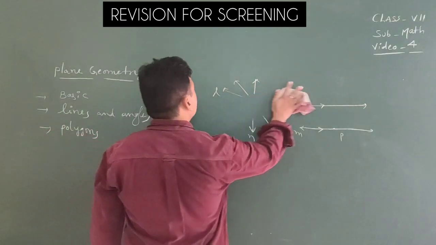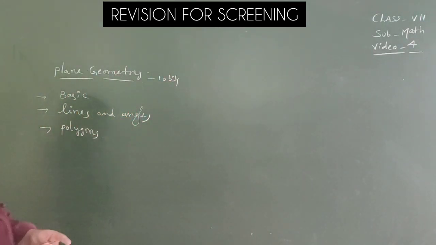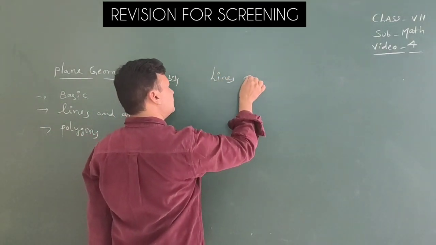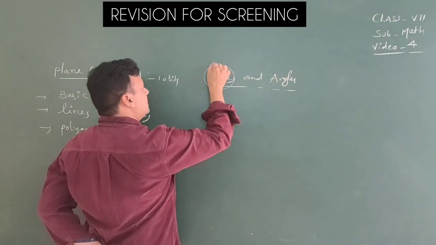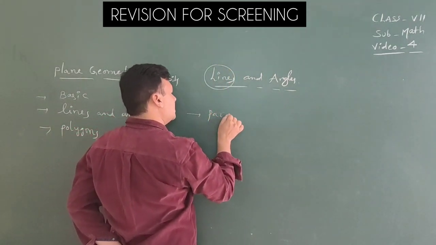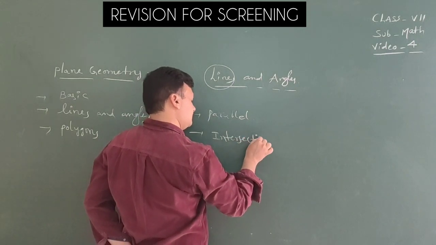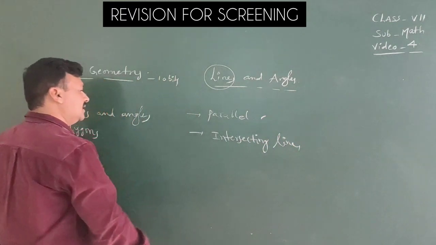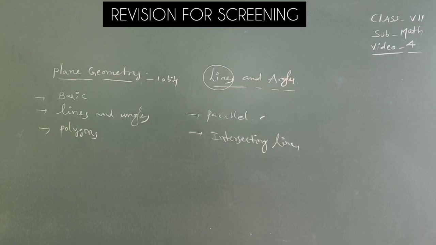Next, now lines and angles. Coming to the second chapter, lines and angles, here lines are of two kinds. One is parallel lines, second one is intersecting lines. In a plane, two lines are said to be parallel if they don't have any common point. Two lines are said to be intersecting lines if they have one common point.